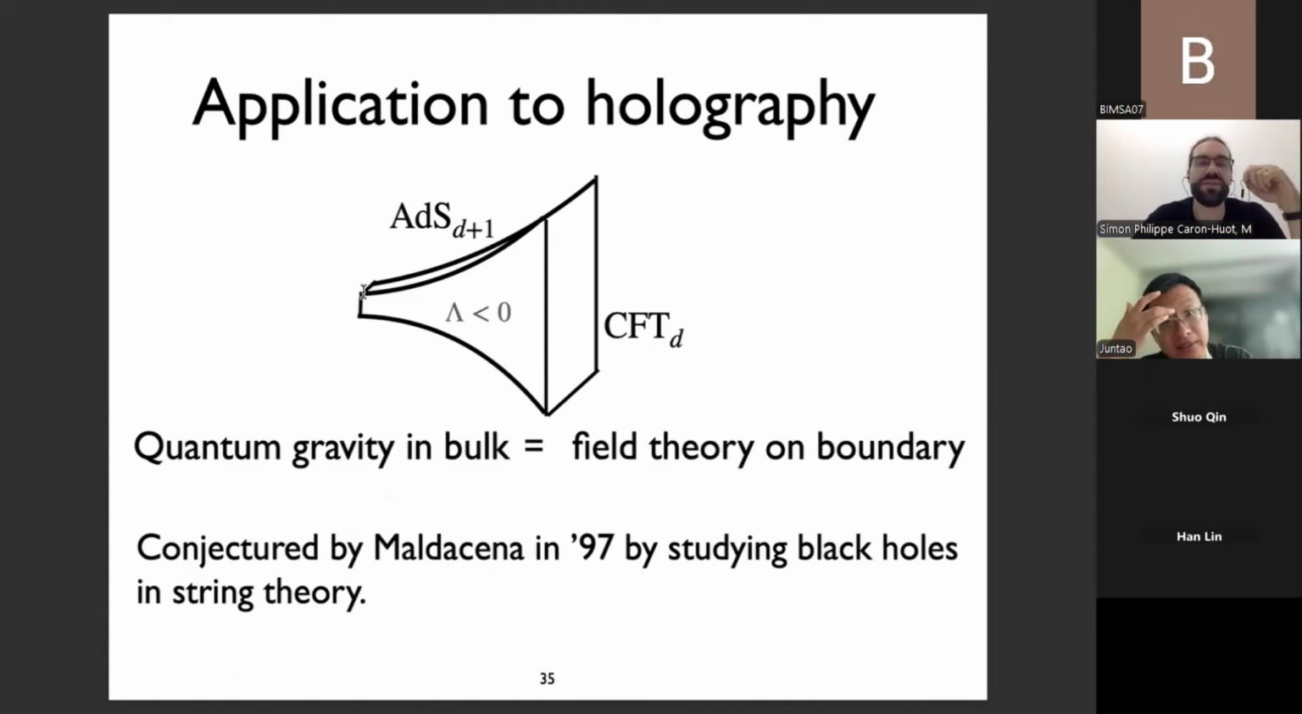So the other main application I think of this formula is that it really sheds light on holography. Holography is this relation between a conformal field theory, a sort of familiar object, field theory in d dimensions, and an object with quantum gravity in one extra dimension. It was conjectured in '97 by Maldacena. It came from studying black holes in string theory, but it's now really been abstracted from the setup, and it's really part of the theoretical landscape.